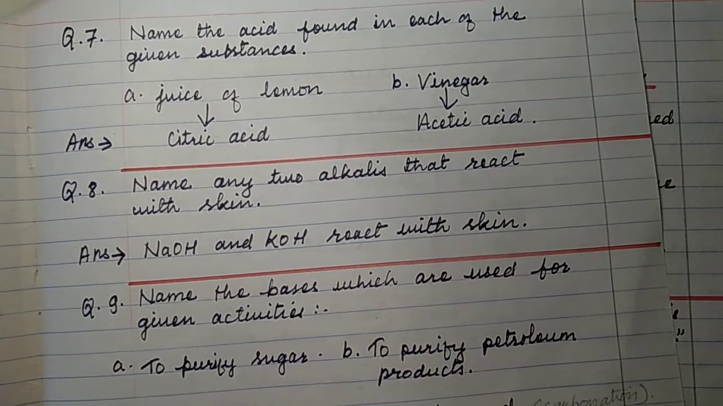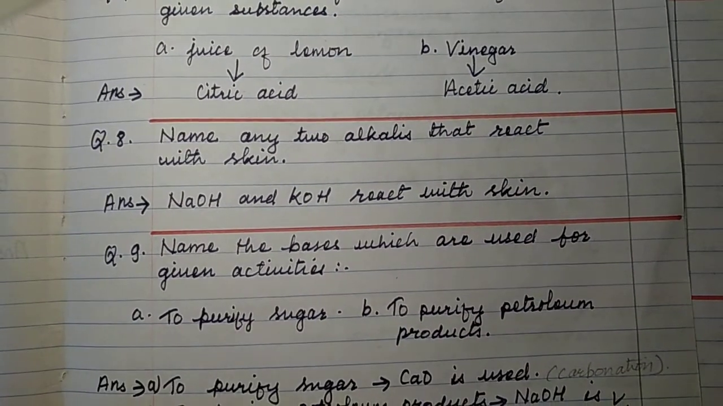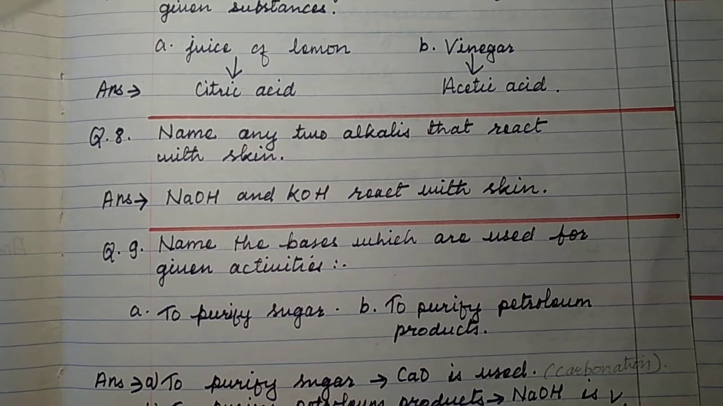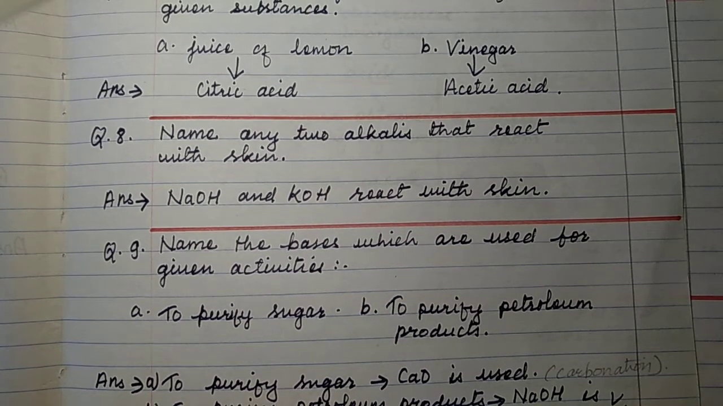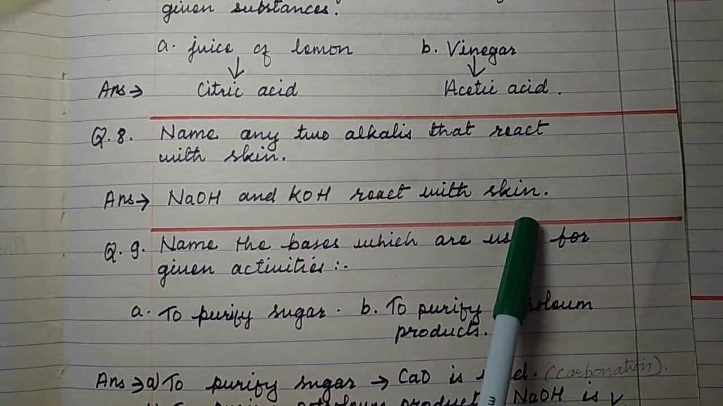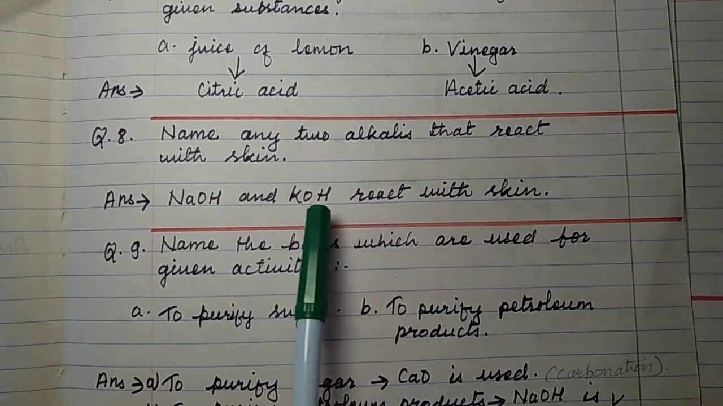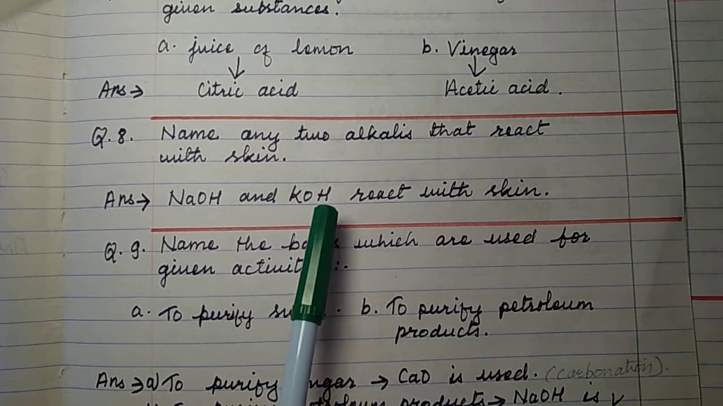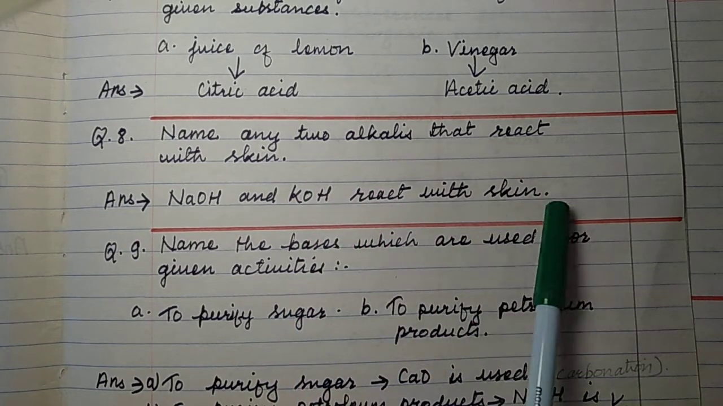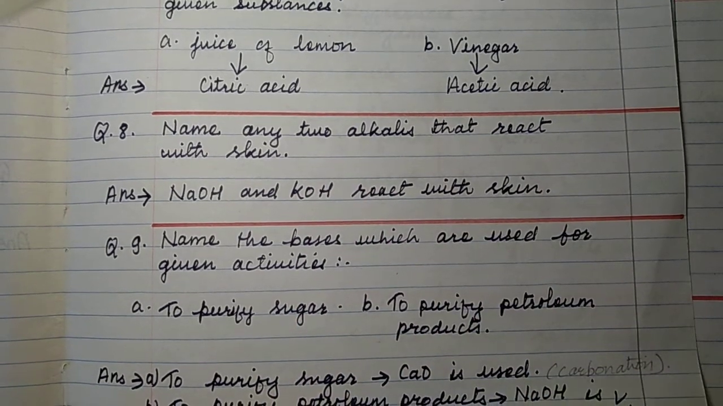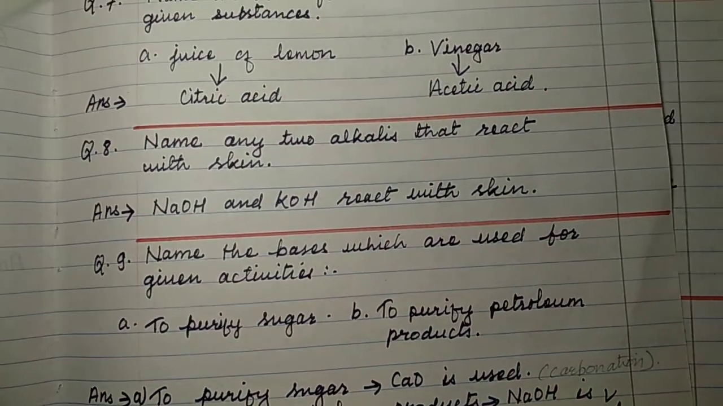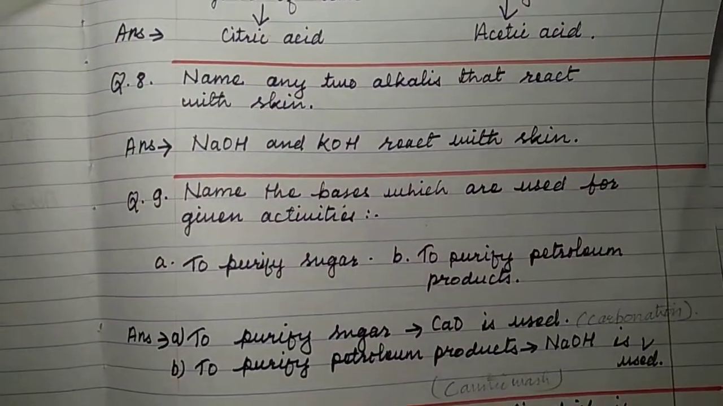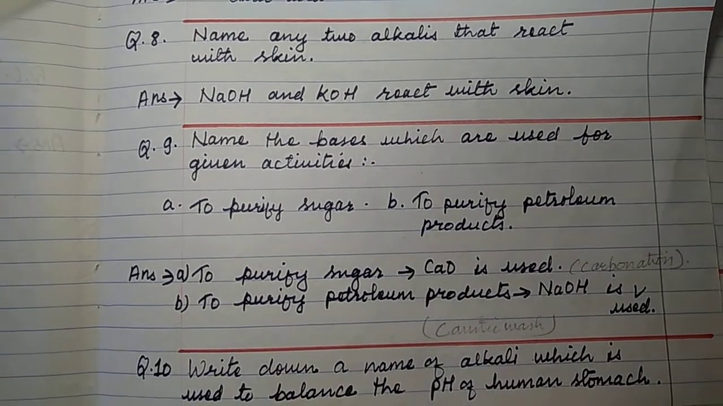Acetic acid. And the next question is: name any two alkalis that react with the skin. Alkalis like sodium hydroxide and potassium hydroxide react with the skin, meaning they give skin burn. These bases, sodium hydroxide and potassium hydroxide, cause skin burn. So they react with the skin. And the next question is: name the bases which are used for given activities.